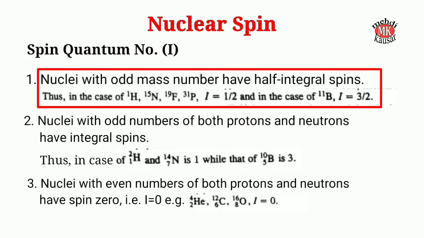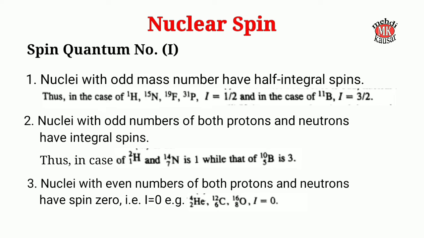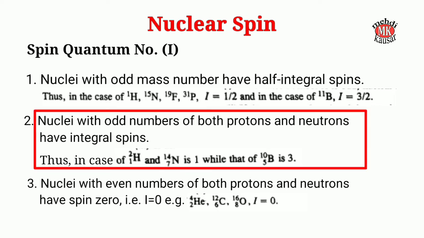Nuclei with odd mass number have half integral spins. For example, proton, nitrogen-15, 19F, 31P, etc. have I equal to 1/2, and that in case of 11B is equal to 3/2. Secondly, nuclei with odd numbers of both protons and neutrons have integral spins. For example, deuterium and nitrogen-14 have I equal to 1, while that of boron-10 is 3.